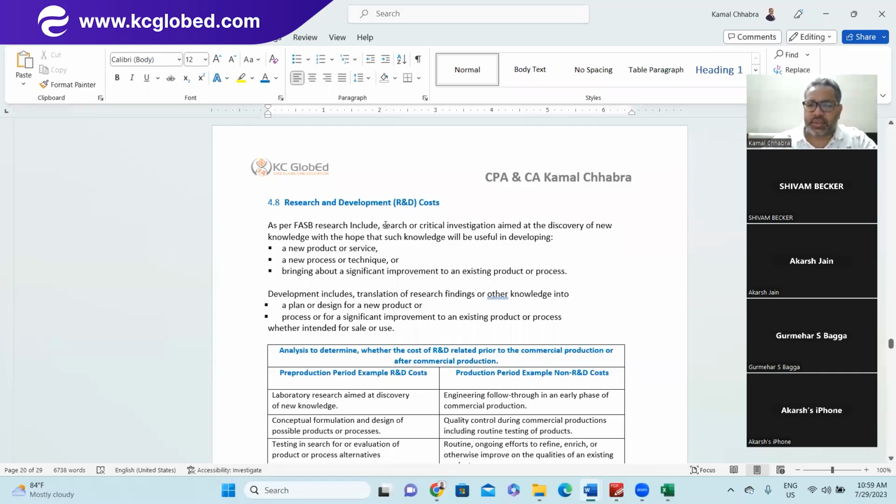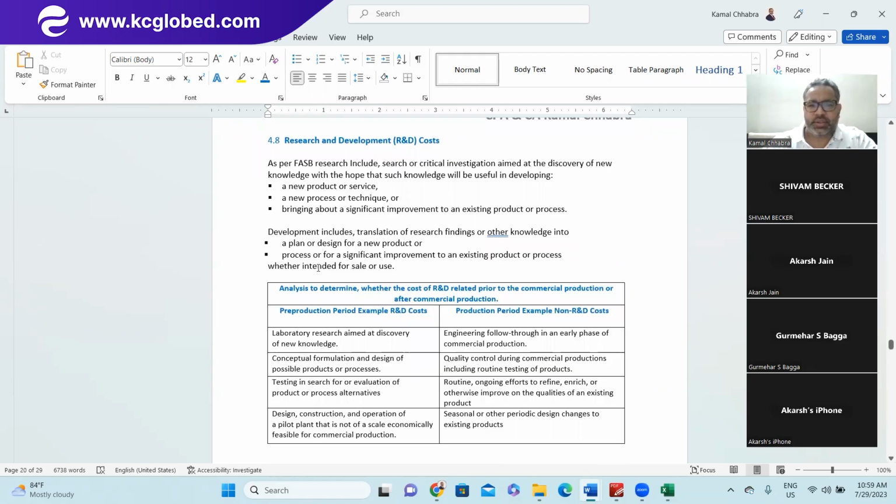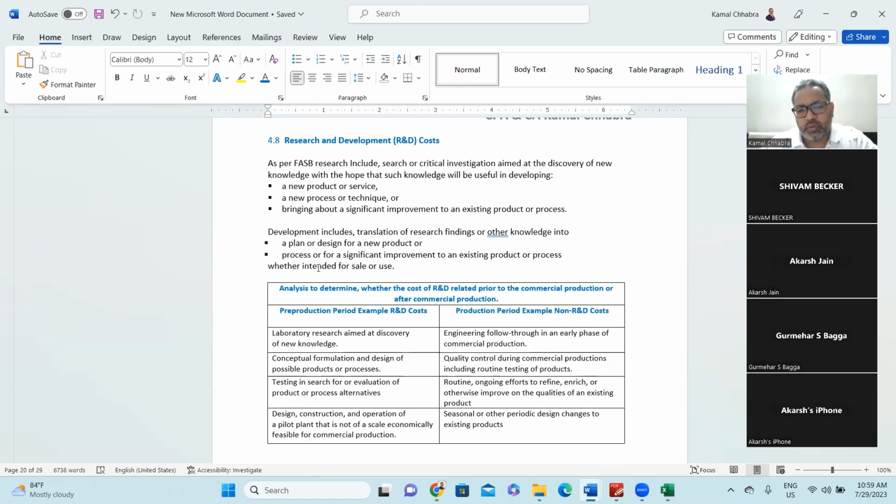Okay, so let's understand one by one. So first one says, as per FASB, research includes search or critical investigation aimed at the discovery of new knowledge with the hope that such knowledge will be used in developing the new product or service, new process or technique, or bring about any significant improvement to the existing product and process.